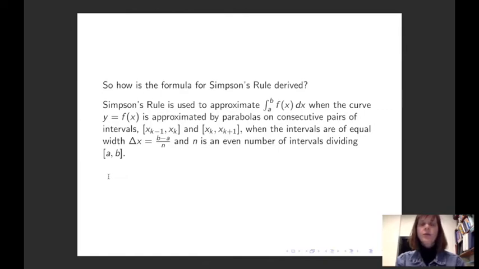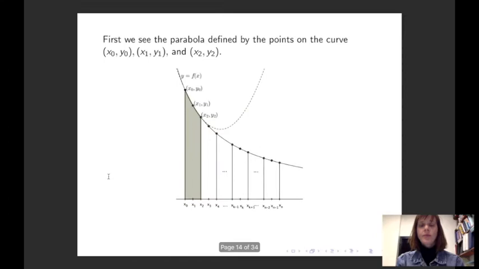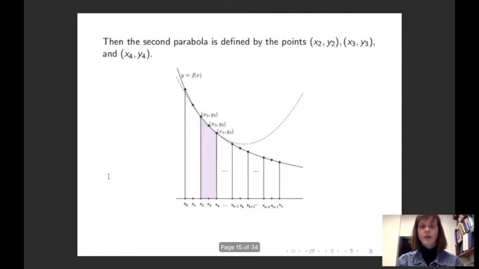Recall that Simpson's rule is used to approximate the definite integral from a to b of f of x dx when the curve y equals f of x is approximated by parabolas on consecutive pairs of intervals, and where each subinterval is of equal width, namely delta x is equal to (b minus a) over n, and n must be an even number. The first parabola used in Simpson's rule is defined by the first 3 points of the partition, namely x sub 0, x sub 1, and x sub 2.